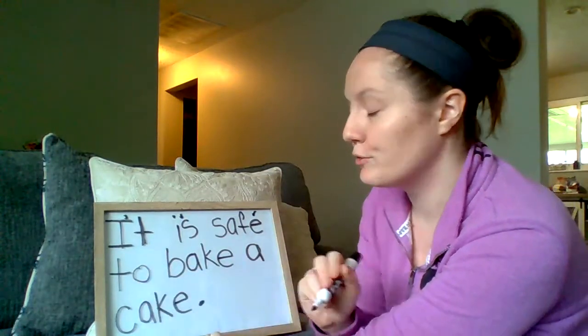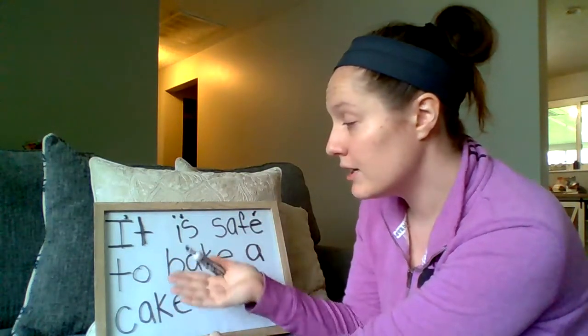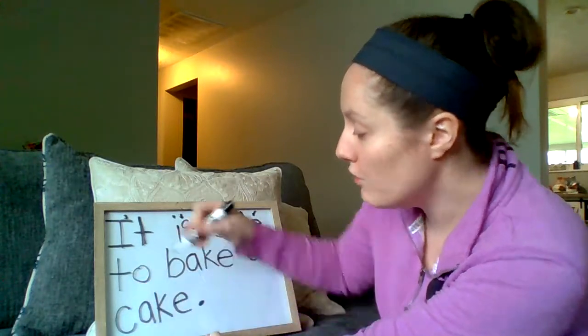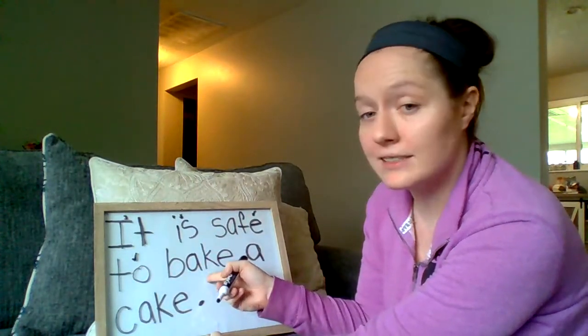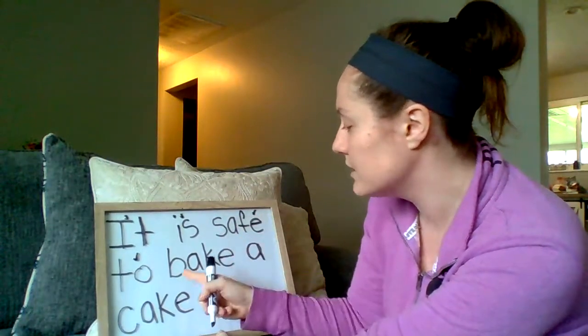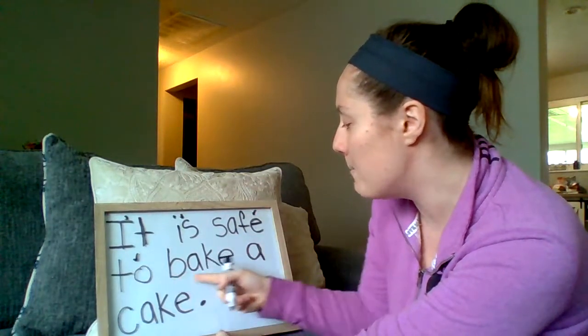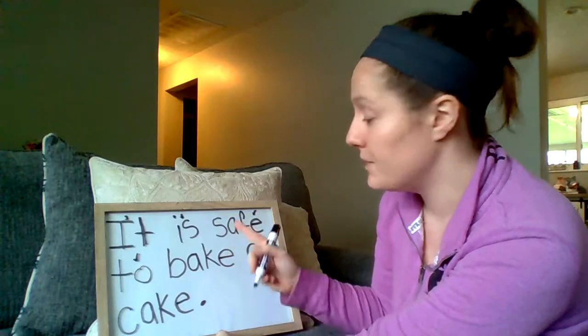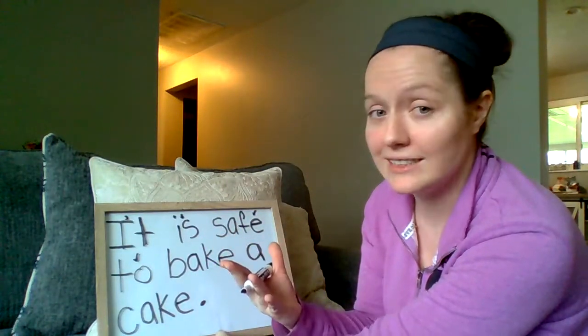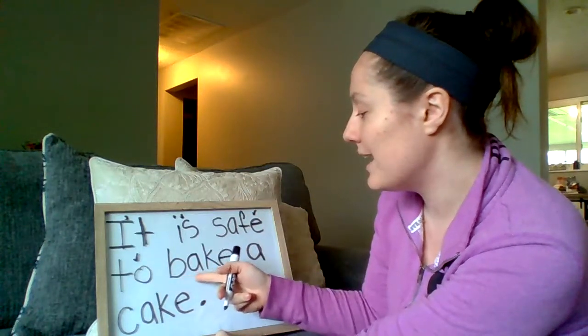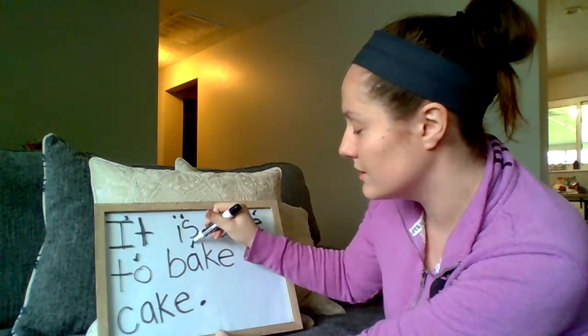Next word, two. T-O spells two. So if you have T and O, you are correct. It is safe to bake. Sound it out to make sure we have the right sounds. B-A-K, bake. We don't say the E because it is silent because it gave all of its power to A to make it say its name. So if you have B-A-K-E, you are correct.